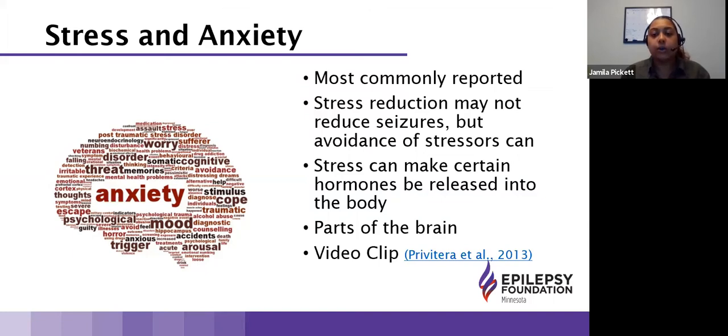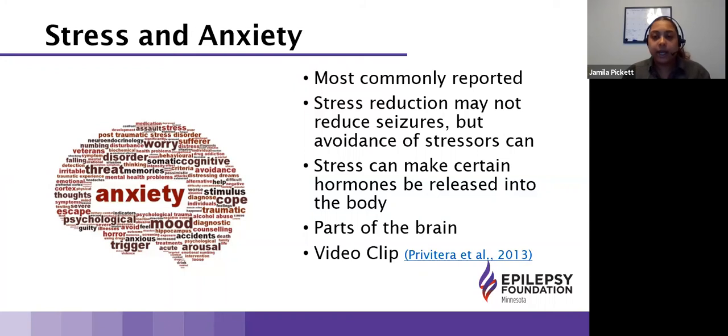Stress can make certain hormones in your body be released. That might be one reason why some people do have that as a trigger. Perhaps every time they are stressed out, they release a specific type of hormone that can affect their seizure regulation. For other people, it can be the part of the brain that's being affected.